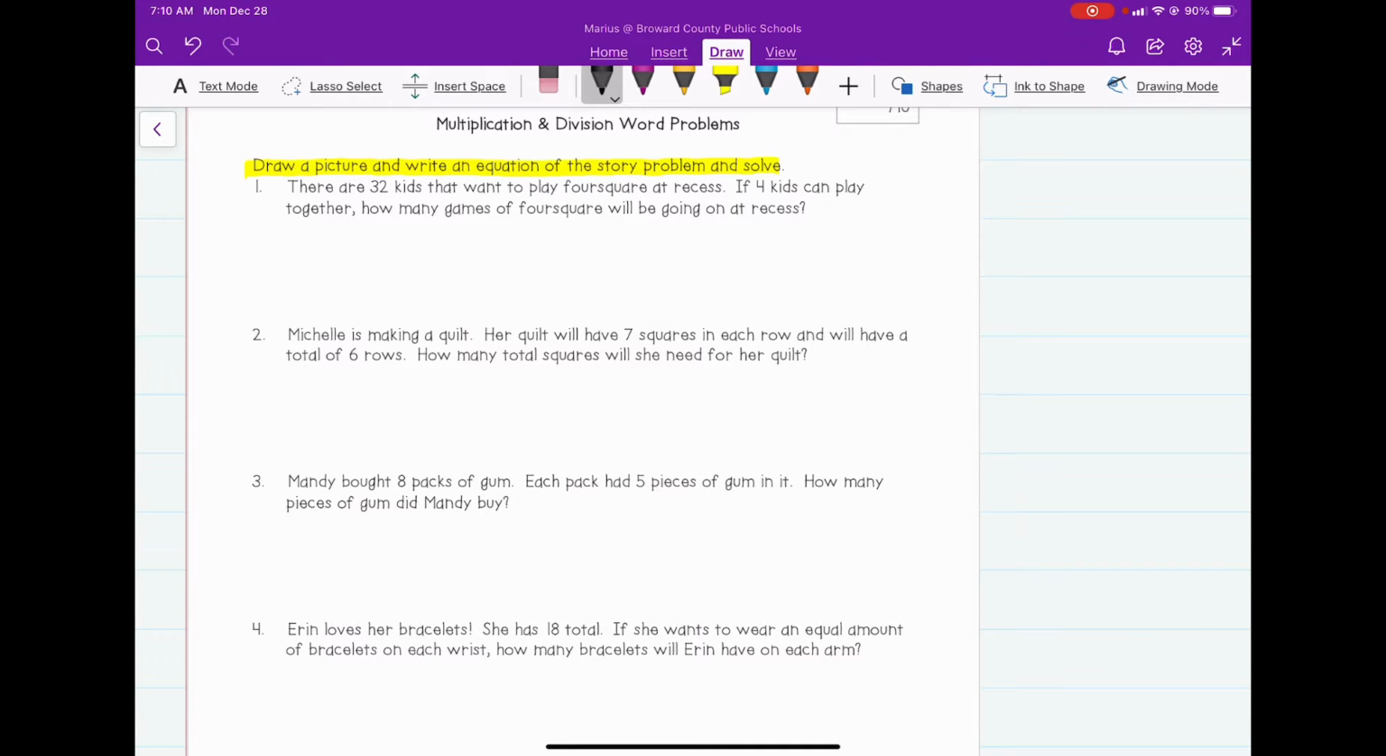Now, mind you, we're either going to be multiplying or we're going to be dividing. So we can keep that in mind when we're working this out. We shouldn't be adding or subtracting. We shouldn't be doing anything else other than multiplying or dividing.